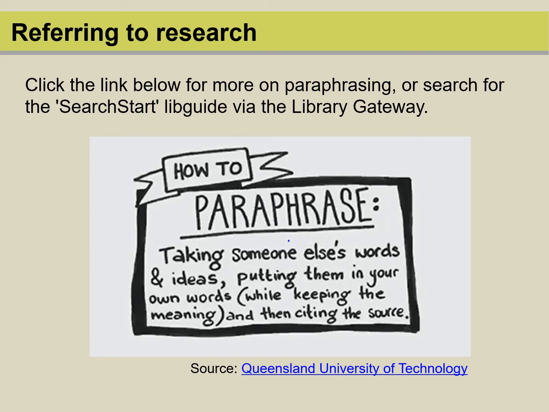Turnitin matches text in your assignment with text in millions of online sources, such as books, journals, web pages, and the work of other students. So it will pick up if you have not paraphrased sufficiently, so if you haven't put that into your own words, and it's an exact match with something which already exists out there.